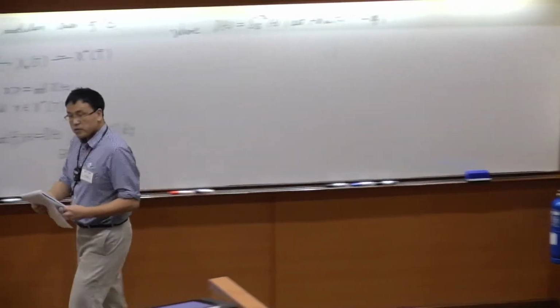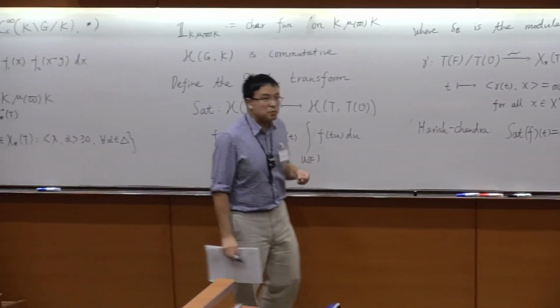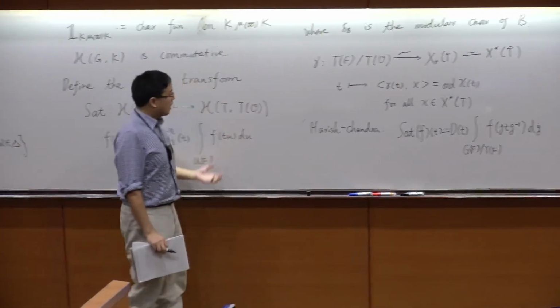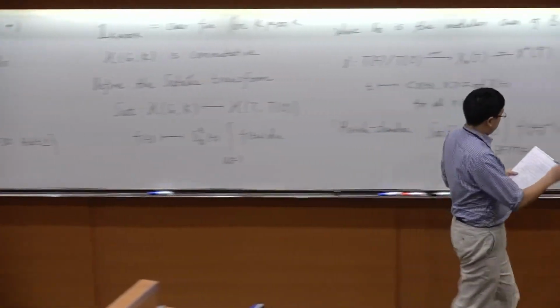If we use the Harish-Chandra result here, we can see the image should be Weyl group invariant. The Weyl group normalizes the T.